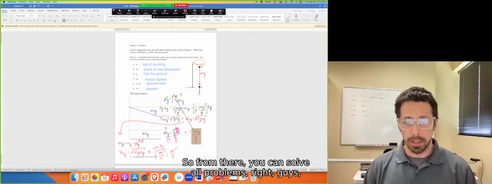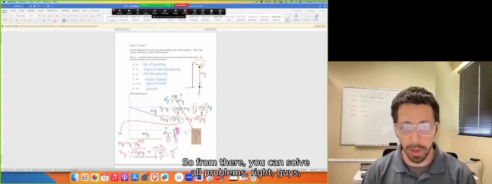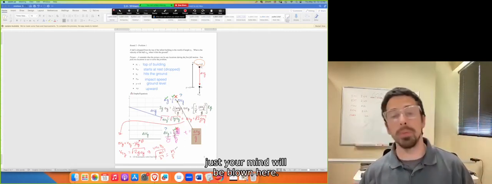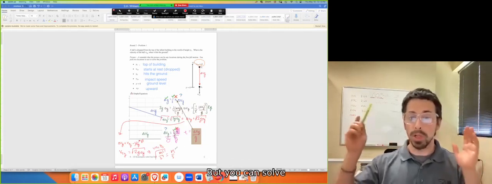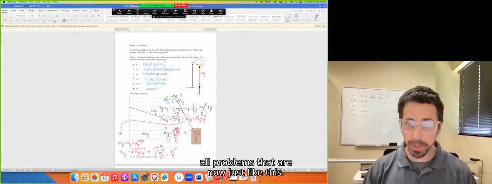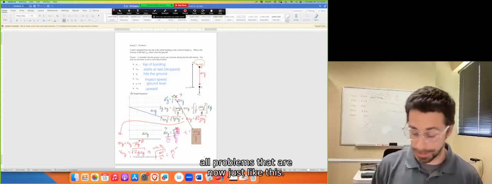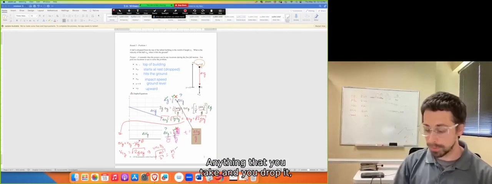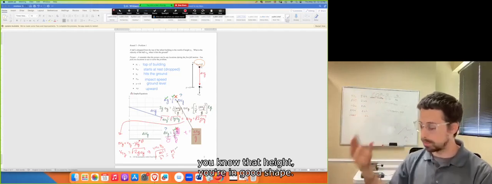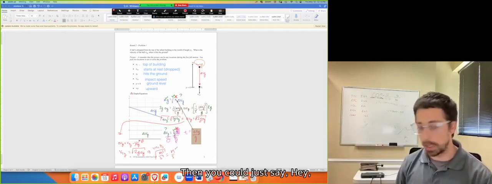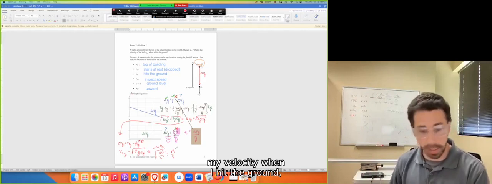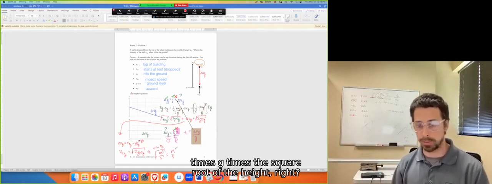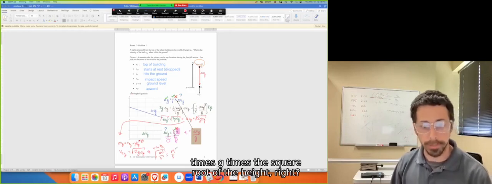Okay, so from there, you can solve all problems, right? Guys, your mind won't be blown here, but you can solve all problems that are now just like this, right? Anything that you take and you drop, if you know that height, you're in good shape. And then you could just say, hey, my velocity when I hit the ground, when I just drop something, is just the square root of 2 times g times the height, right?